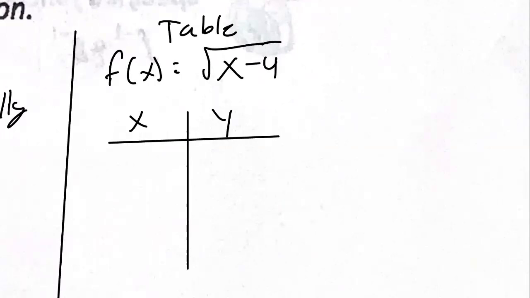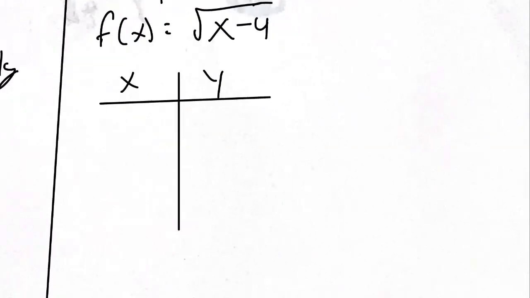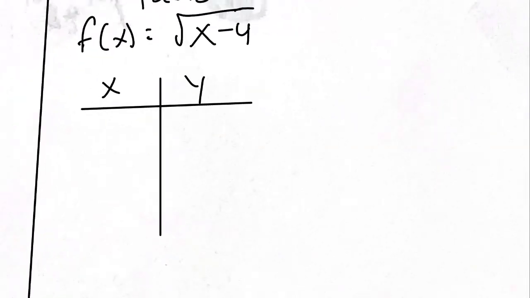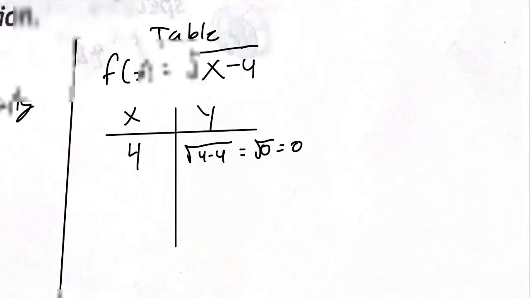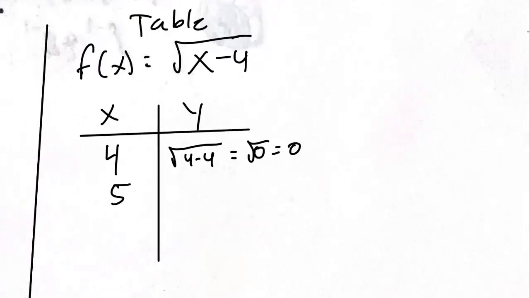There's a domain restriction. So if I was going to create a table, what should my very first x coordinate be? 4. When I plug in 4, 4 minus 4 gives me 0. And the square root of 0 is just 0, right? Now, if I want to plug in the next coordinate, what number would you plug in and why? 5. Yeah, 5 is a good one, because when you do 5 minus 4, you get 1. Very good. I probably should have done this one in the notes, but I didn't. But you get 1.